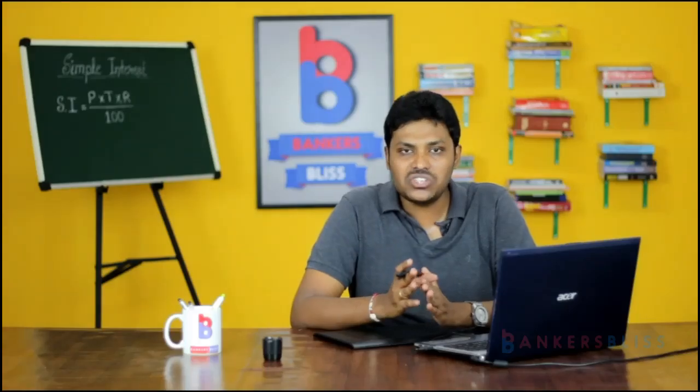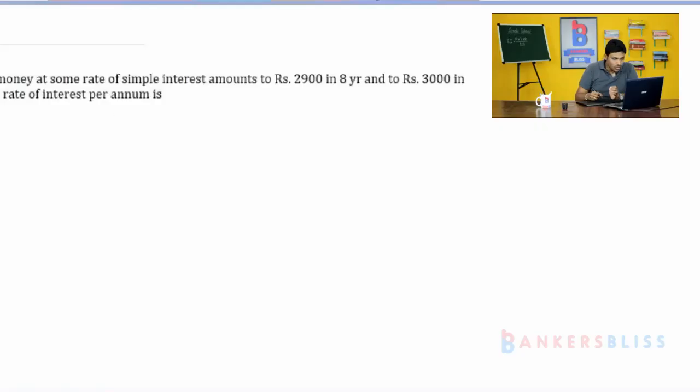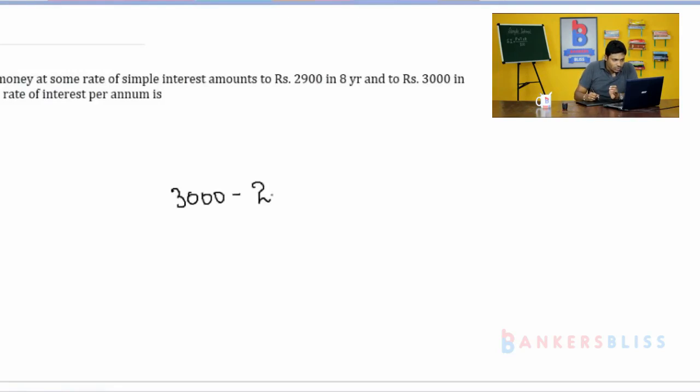So how much is it increased in 2 years? So in those 2 years, 3,000 minus 2,900, which is equal to 100. So 100 rupees is increased in 2 years. You have to calculate the rate percent. So for 2 years it is 100 rupees, then for 8 years how much will it be?